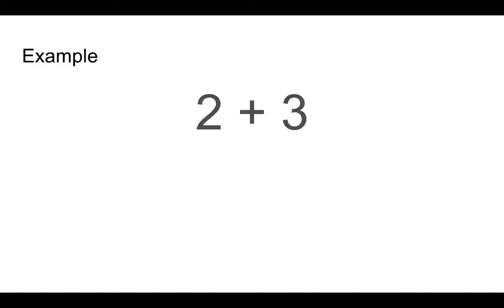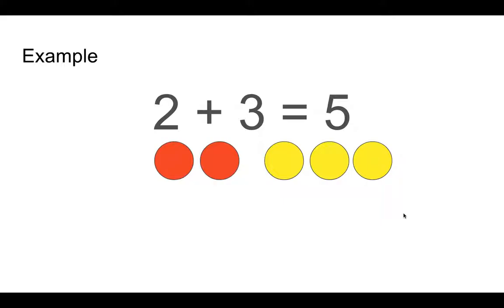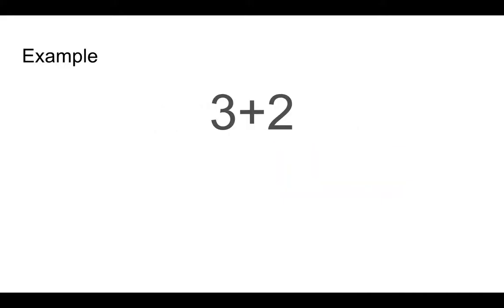If I use my counters to represent that, I have 2 plus 3. Together, if I count them, I see that I have 5. 1, 2, 3, 4, 5. So 2 plus 3 is the same as 5. Now, if I switch those around and do 3 plus 2, the commutative property would tell us that it would be the same. But let's use some counters to prove it.